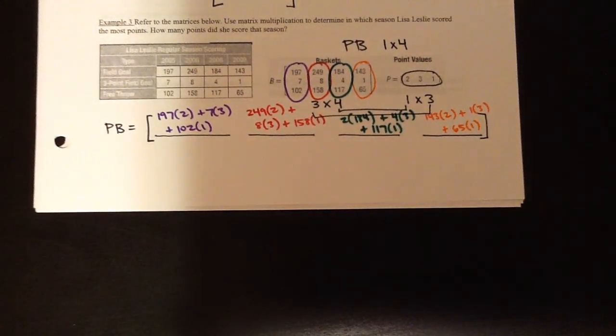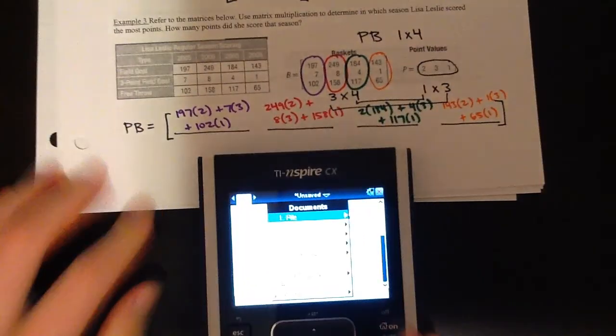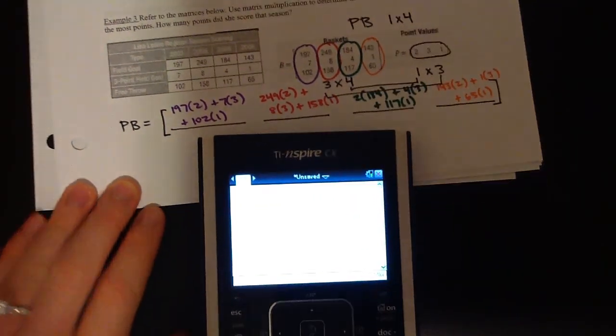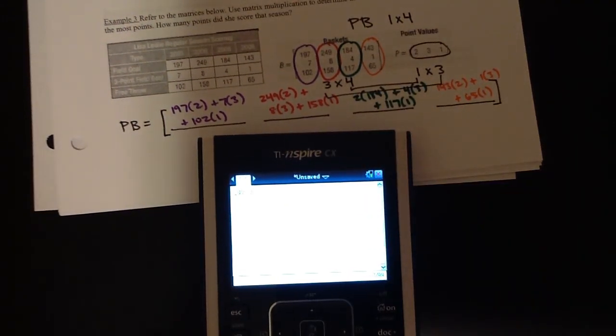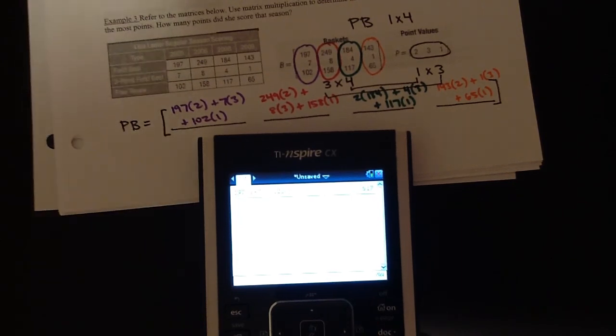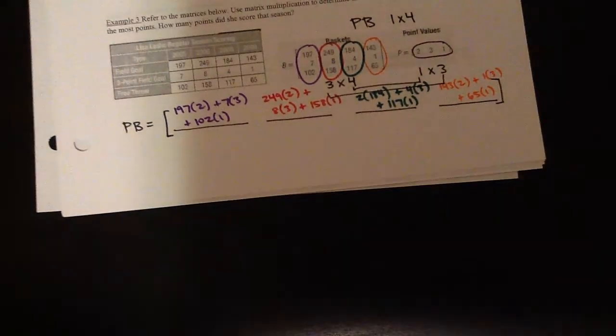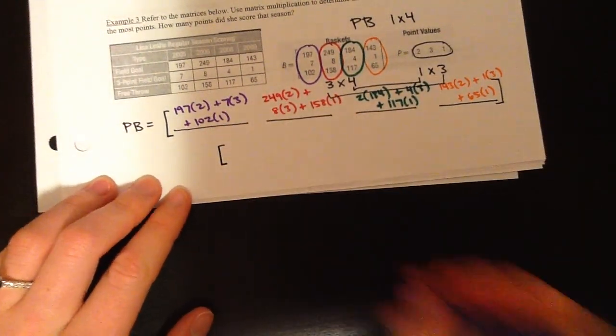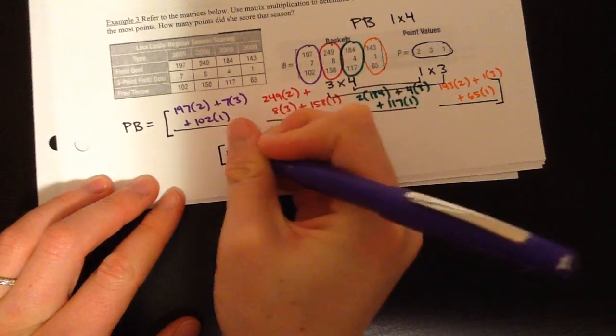Okay, so now all of those values, we're going to add them together. So I am just going to use a calculator, of course. We don't want to deal with trying to do any of that stuff by hand or in our heads or whatever. So let me get you these new values here. Okay, so for this first one, we've got 197 times 2 plus 7 times 3 plus 102 times 1. So 517 points for that first season, 2005. So for my first column, I've got 517.